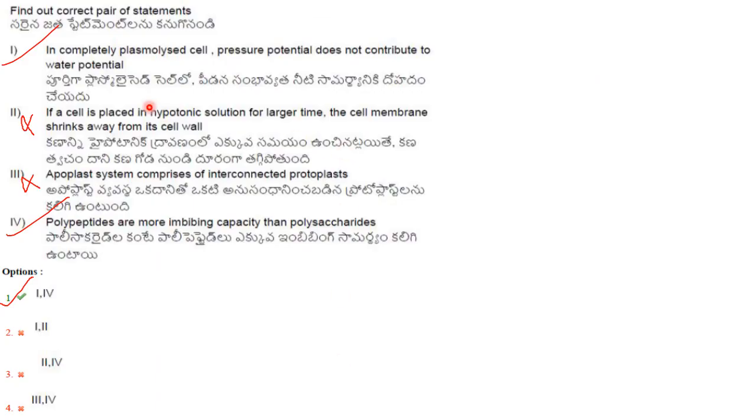Then next one. Find out correct pair of statements. In completely plasmolyzed cell, pressure potential does not contribute to water potential. So due to absence of turgor pressure, the pressure potential in a plasmolyzed cell is 0. So first one is correct.